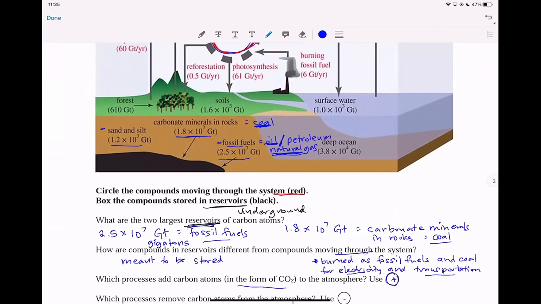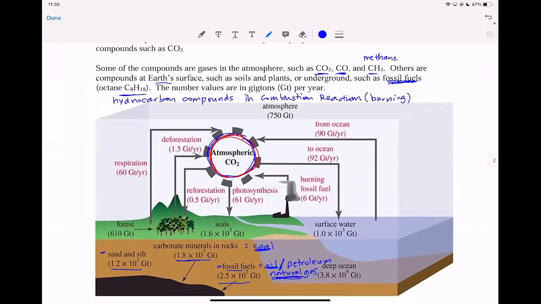So the processes that add carbon atoms in the form of carbon dioxide to the atmosphere, we're going to use a plus sign. The processes that add, that's actually the arrows that are coming out. So this arrow coming out, respiration adds, so that's a plus sign. What respiration is basically the exhaling process. So respiration, exhaling, humans exhaling, but plants also do it in their night reactions. And we also get this arrow coming out from the ocean. This is adding carbon dioxide from the ocean. And that is also the bacteria, microbes in the ocean also respire. They also exhale and release carbon dioxide.